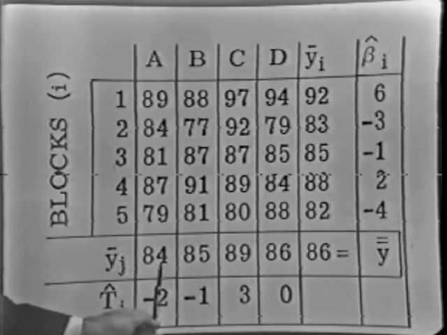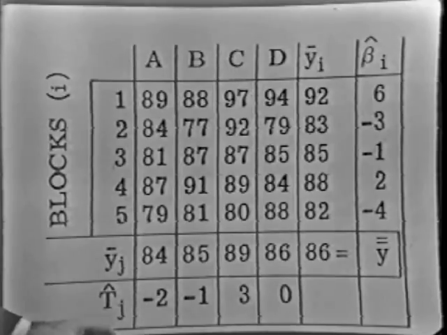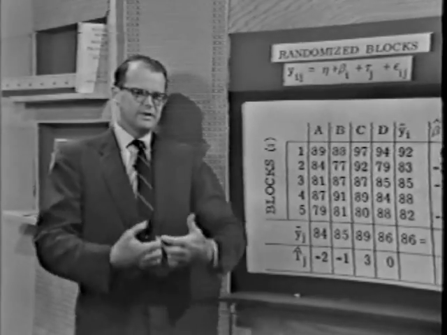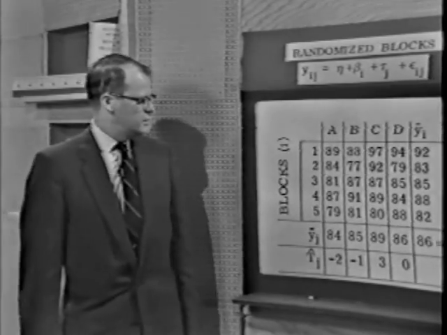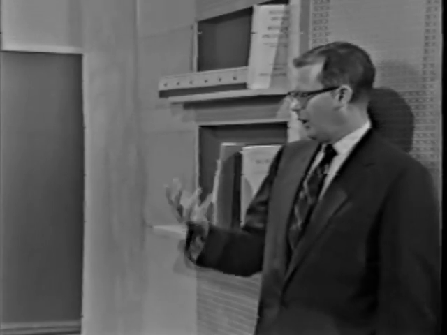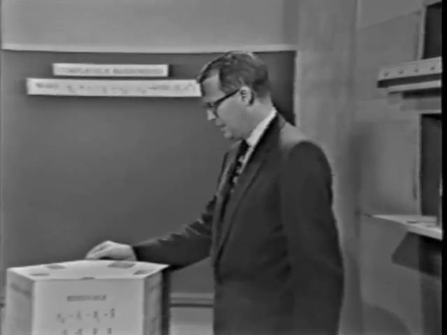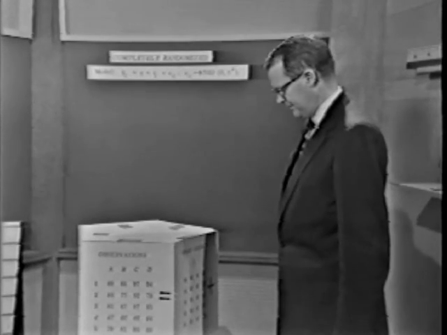And here are the treatment averages, and here are the treatment effects. Okay, now let's return to the same kind of detailed analysis of the individual observations that we did before when we had the completely randomized design. And behold, like magic, my square prism has changed into a pentagonal one. And here are our observations.